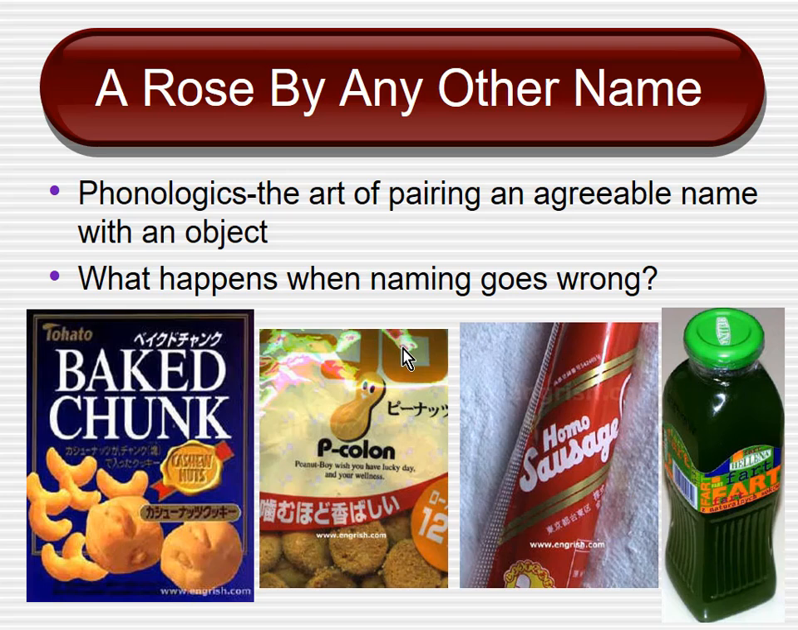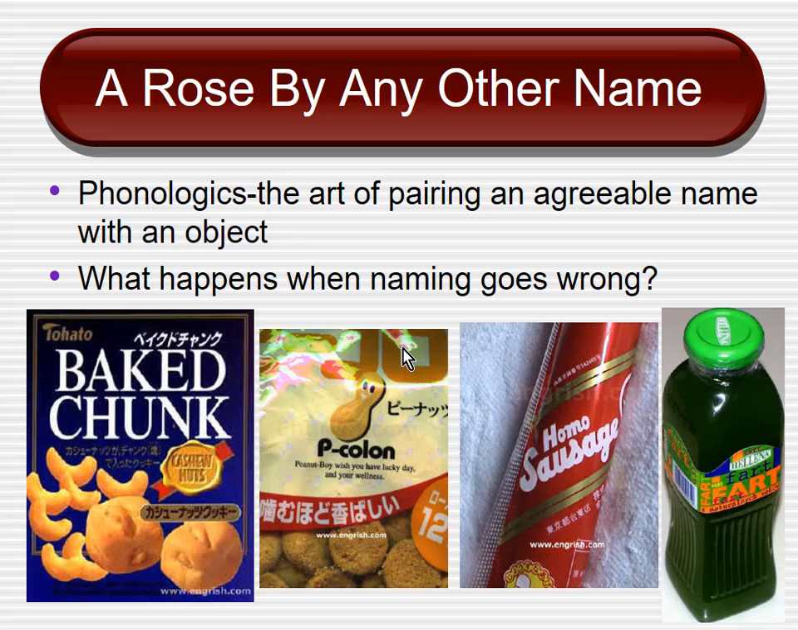And so you'll see that big brands will go global, or brands that are overseas will try to come into the American marketplace. So when that happens, you've got to remember that language is a system of symbols, right? And that the language that you're thinking of in your country is not necessarily the same language that will be used in another country. The spelling's different, the grammar's different. Certain words may have slightly different meanings. And that's where we tend to invest time into phonologics, this art of pairing an agreeable name with an object, right?